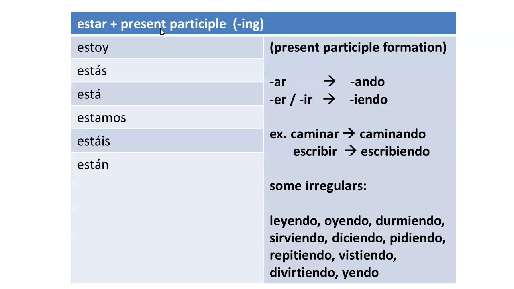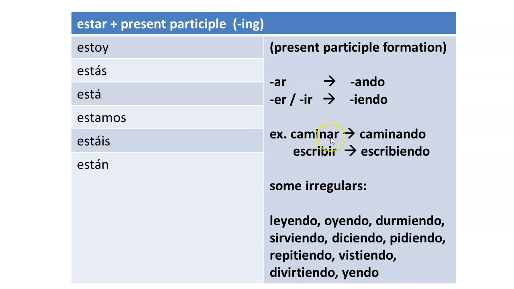Now, the present participles are equivalent to verbs in English that end in ing. So, for example, studying, working, running, thinking, playing. These are all present participles. The present participle is very easy to form in Spanish. If you know the infinitive, there's a little formula for coming up with the present participle. For example, if the infinitive ends in AR, you remove the AR from the infinitive and you replace it with ANDO. This ANDO is the equivalent of the ING.